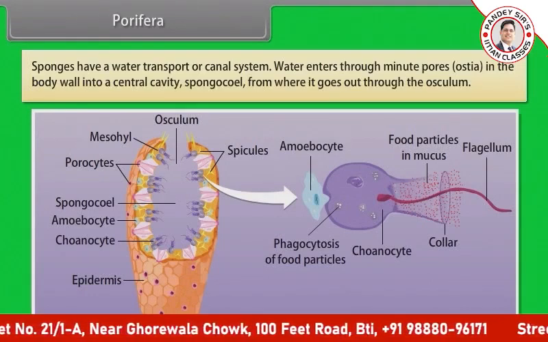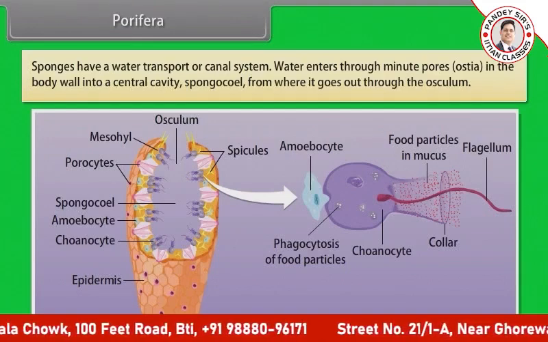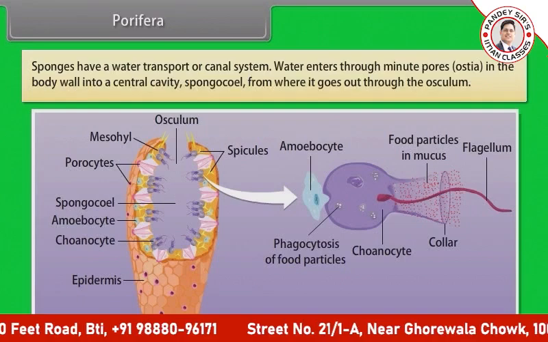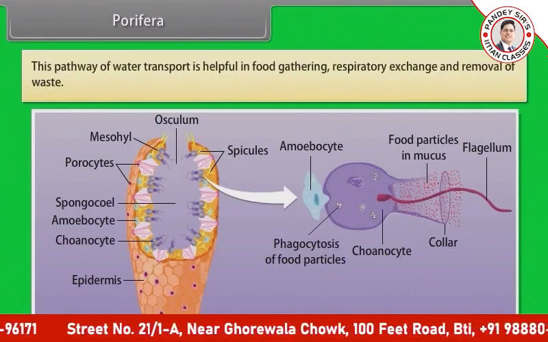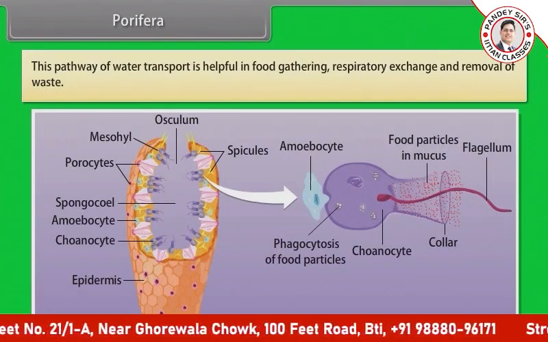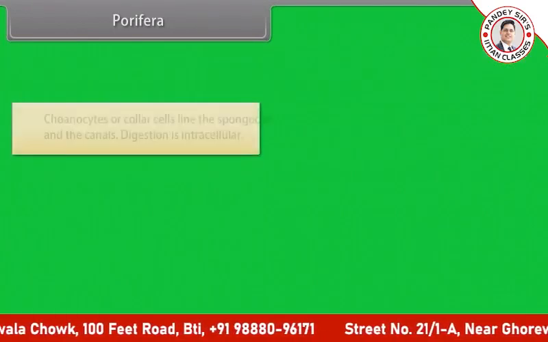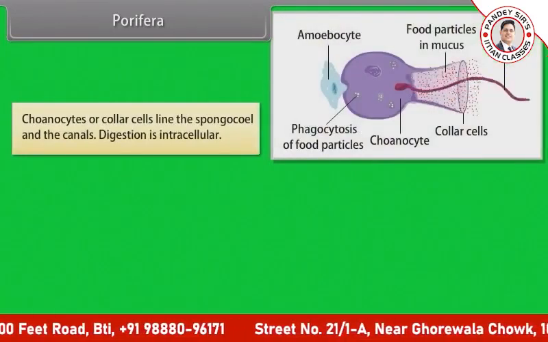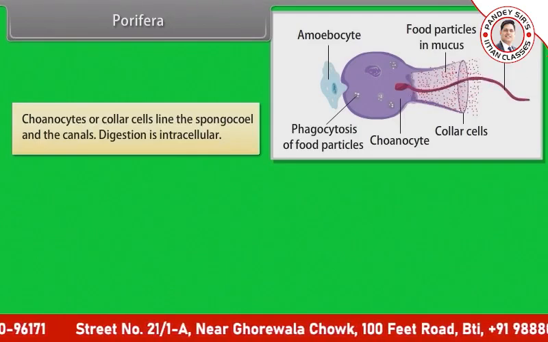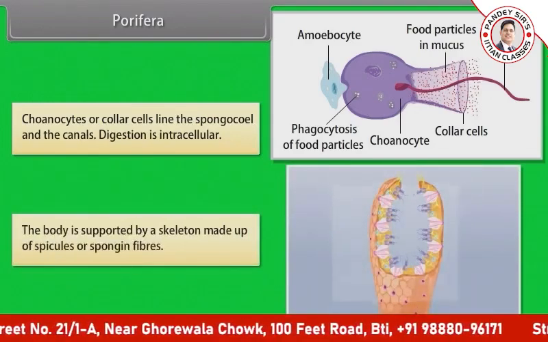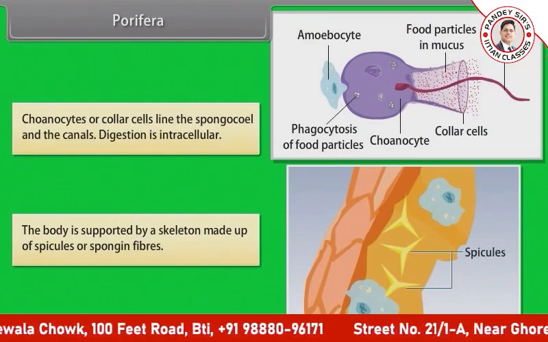Water enters through minute pores known as ostia in the body wall into a central cavity, spongocoel, from where it goes out through the osculum. This pathway of water transport is helpful in food gathering, respiratory exchange, and removal of waste. Choanocytes or collar cells line the spongocoel and the canals. Digestion is intracellular. The body is supported by a skeleton made up of spicules and spongin fibers.